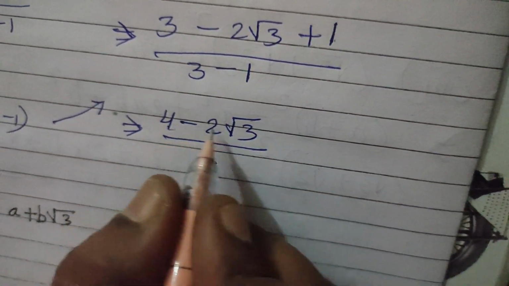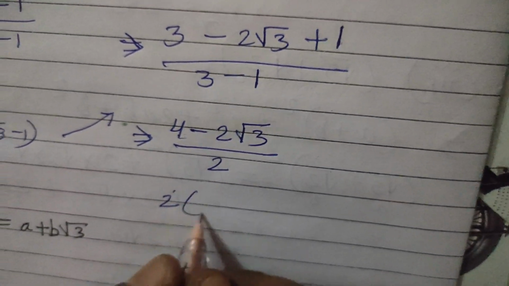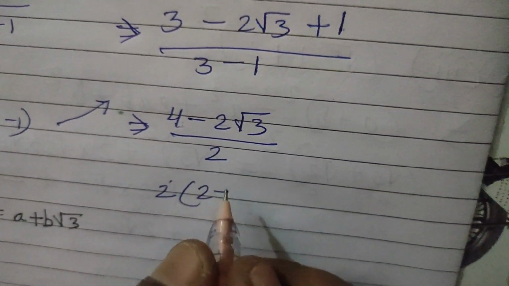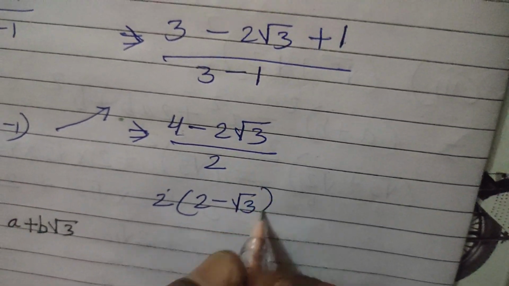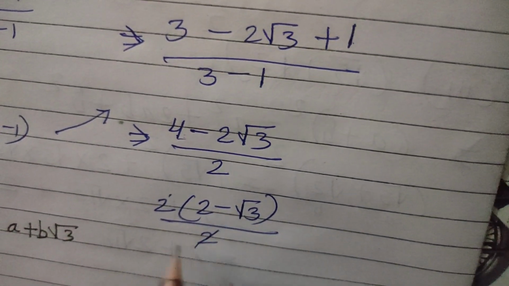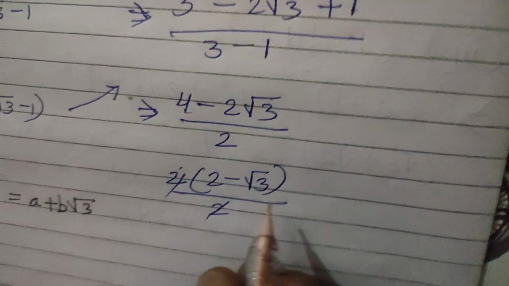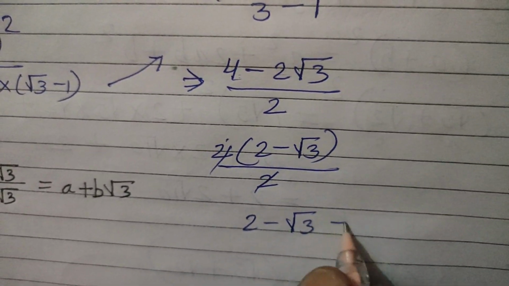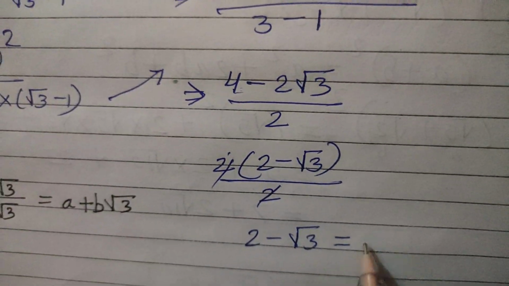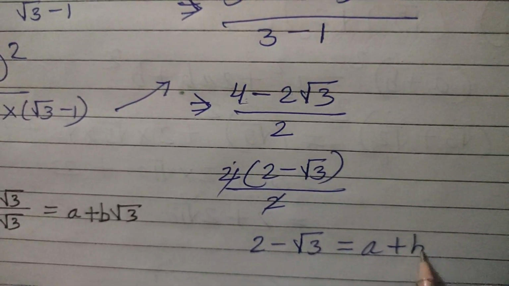Now I am taking another step. See, in the numerator 2 is common, so I take 2 common. What remains is 2 minus root 3. And in the denominator 2 is there, so 2 and 2 get cancelled. So it will be 2 minus root 3. Now this will be equal to the right hand side, which is a plus b root 3.